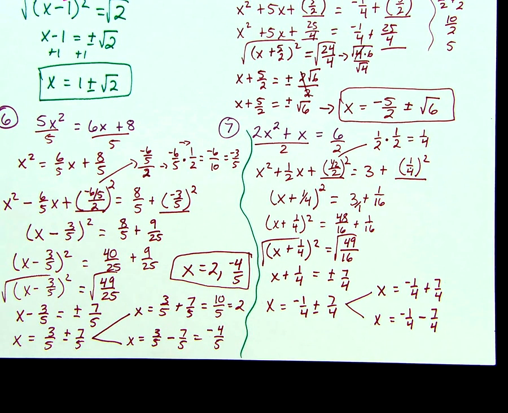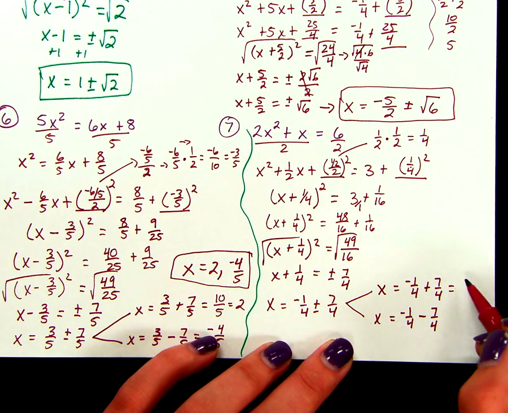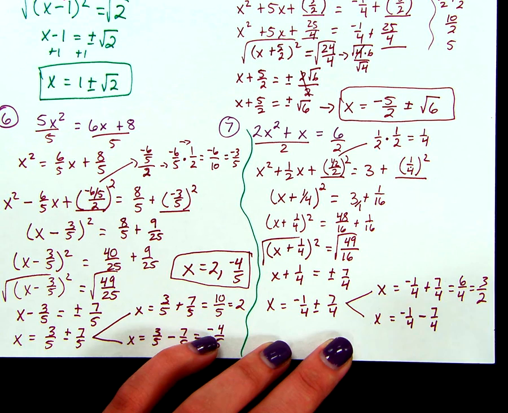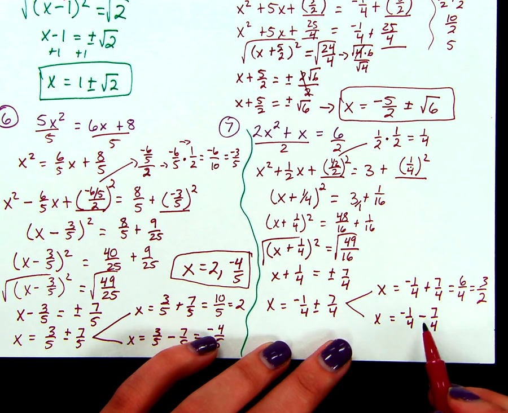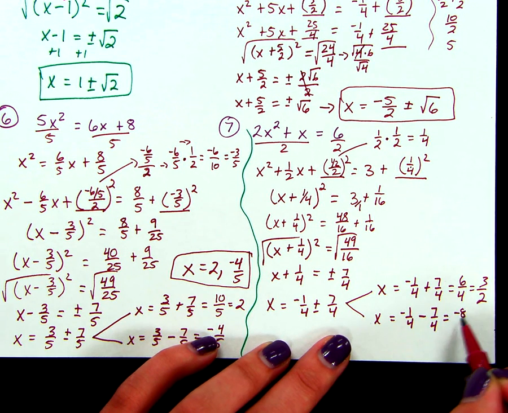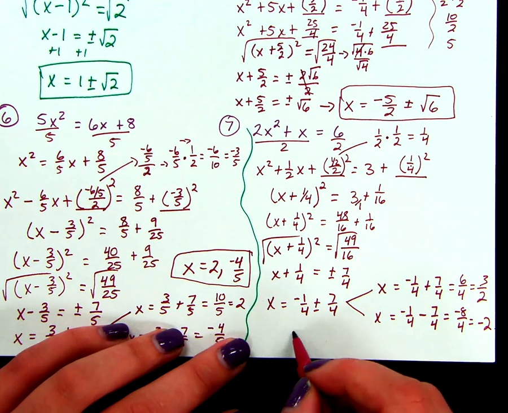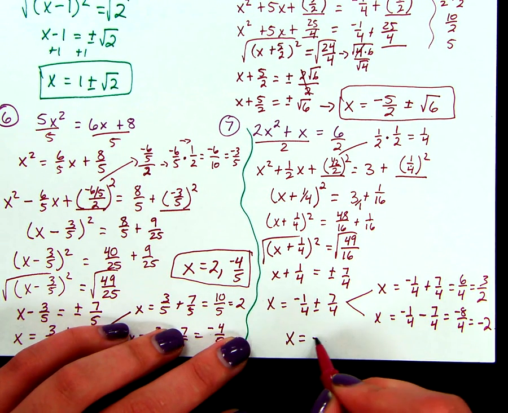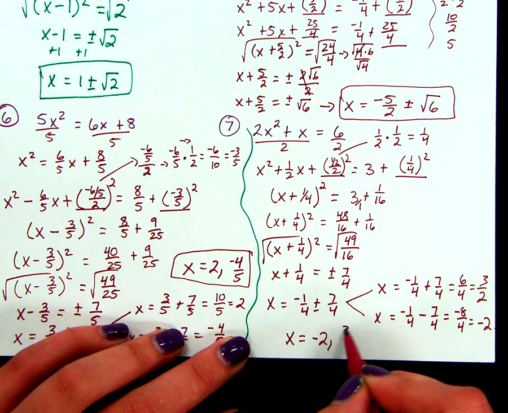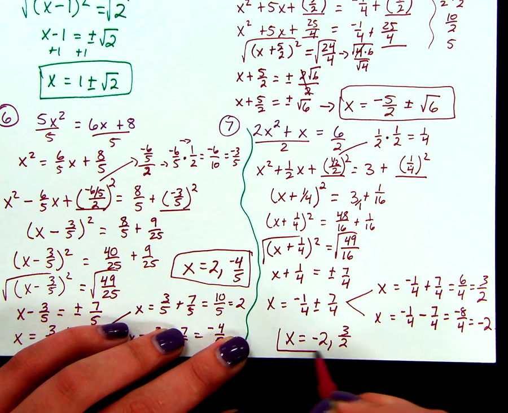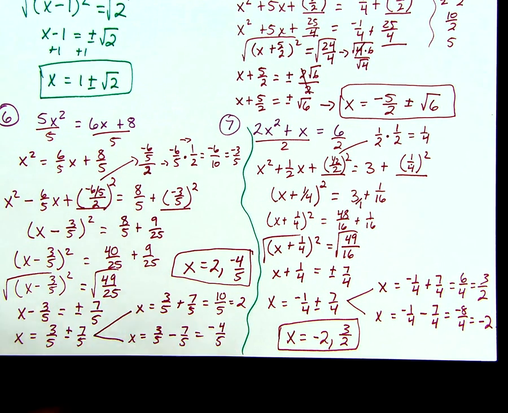They already have a common denominator, so we're just combining the numerators. Negative 1 plus 7 is 6 over 4, and that reduces to 3/2. Then negative 1 minus 7 is negative 8 over 4, which reduces to a negative 2. So my two answers will be negative 2 and positive 3/2. And that is going to conclude section 5.